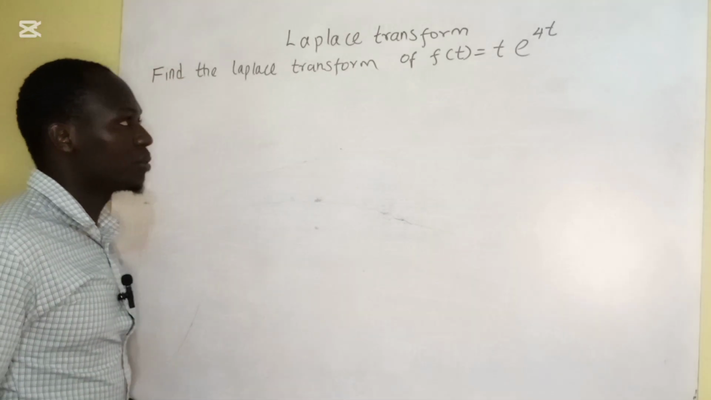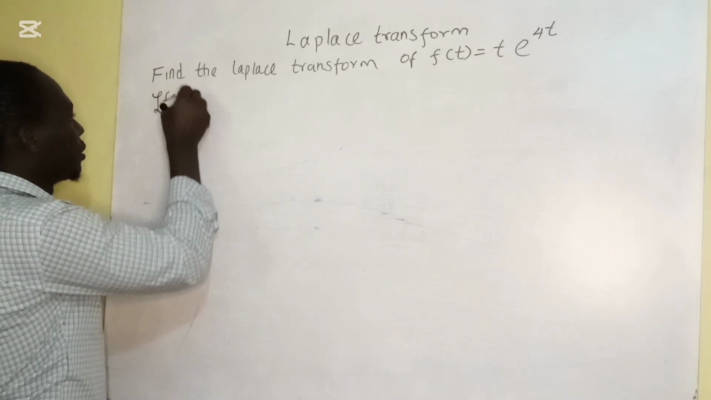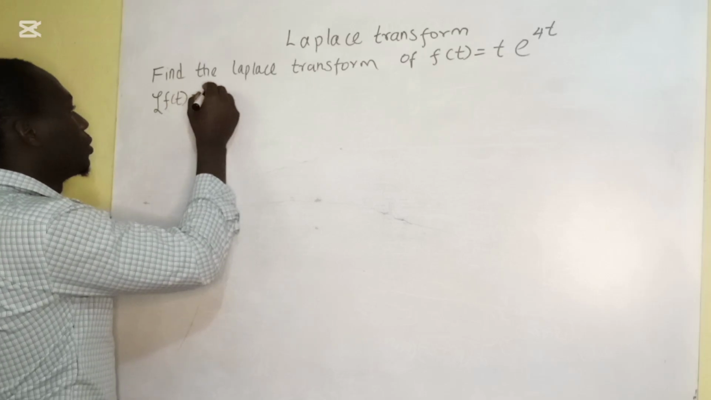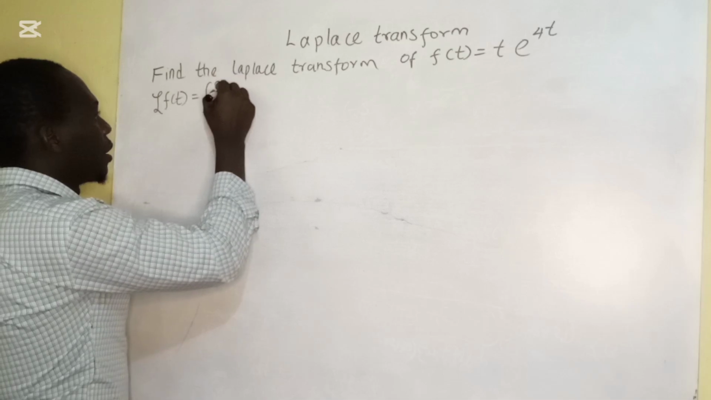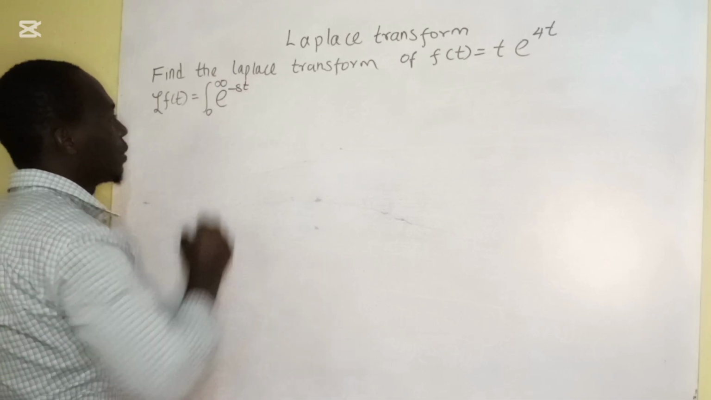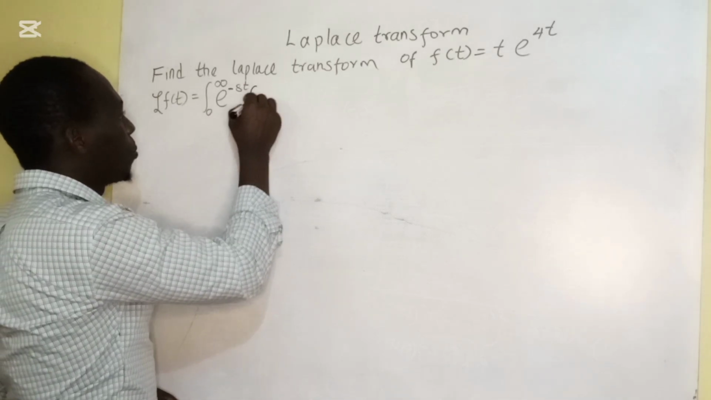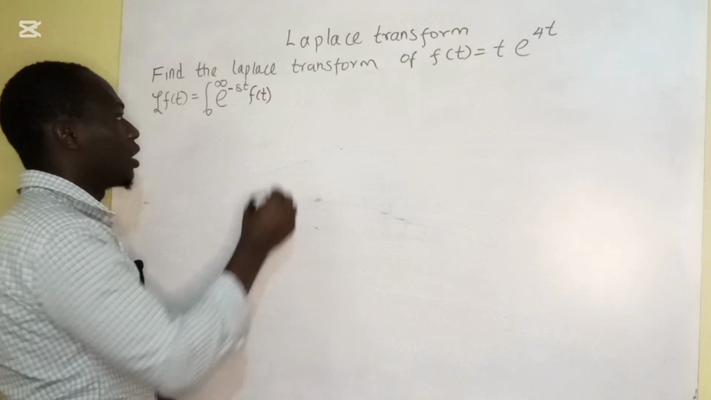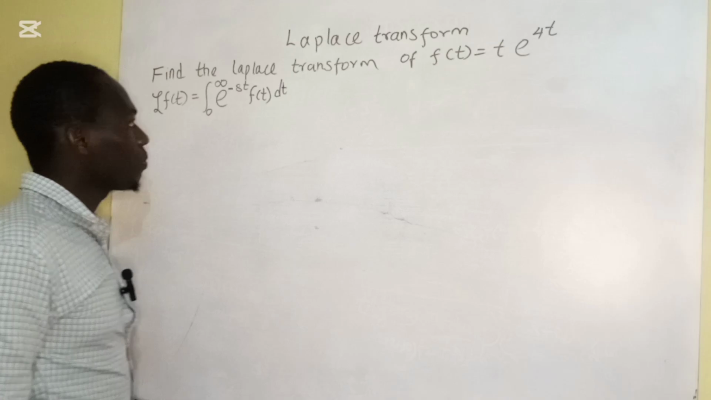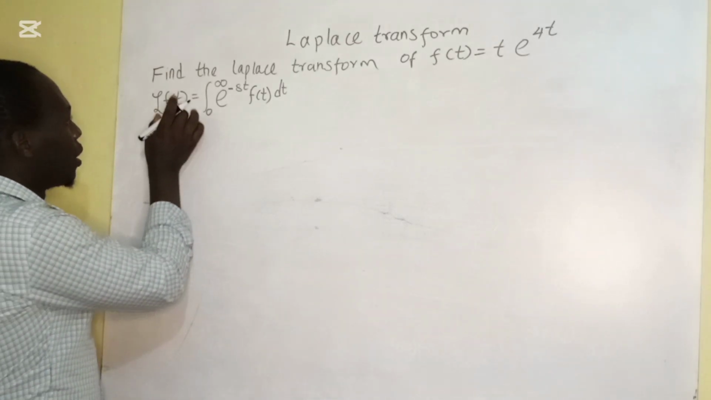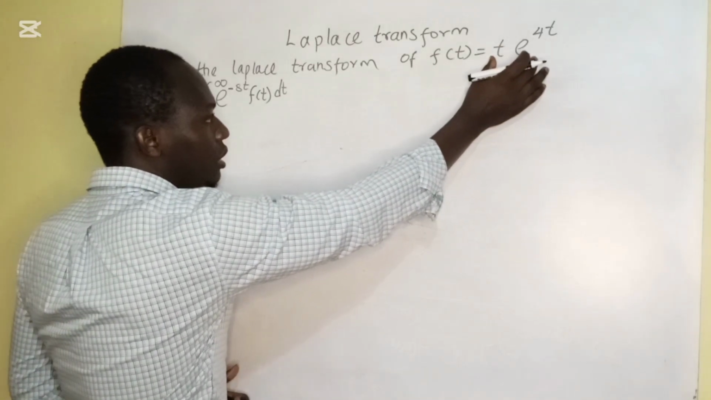By the first principle formula, we know that the Laplace transform of our function f of t is equal to the integration with respect to our limits of e to the negative st, which is a decaying function, multiplied by our function f of t, and our integration is with respect to dt. Up to this point, we come and replace our function f of t with what it has been equated with.